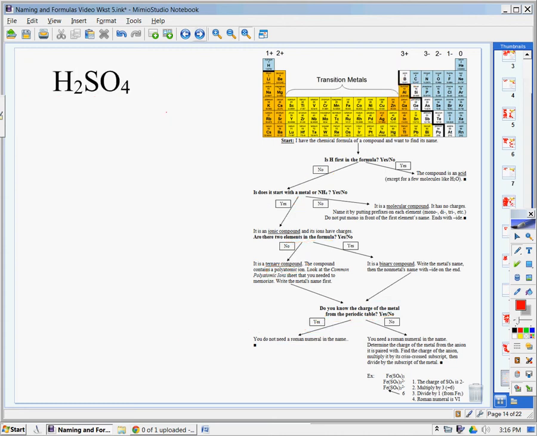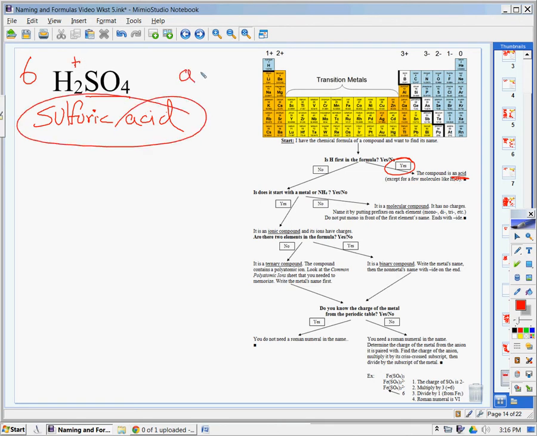Let's move on. Number 6. Let's go through our questionnaire. Is H first in the formula? Why, yes, it is. The compound's an acid. This is one of the acids you should know. This is sulfuric acid. This is the acid of sulfate. That sulfate, when you have hydrogen pluses with it, it's sulfuric acid. The answer you should have is sulfuric acid. It's an acid.